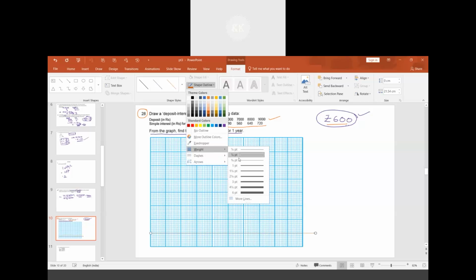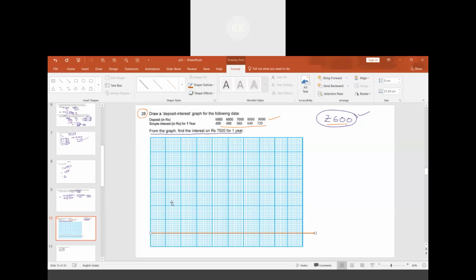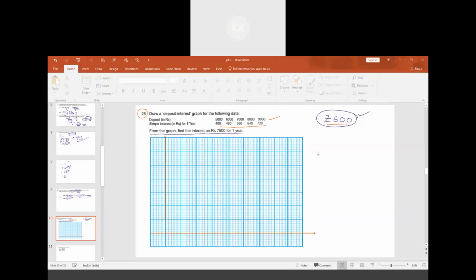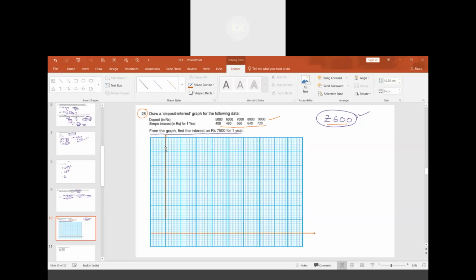Have you taken the interest or the deposit on the x-axis? Deposit you have taken on the x-axis. There is no particular rule like that; you can take it either way. If you have taken deposit on the x-axis, is the kink not required? No, kink is required. If deposit is on the x-axis, kink is required.